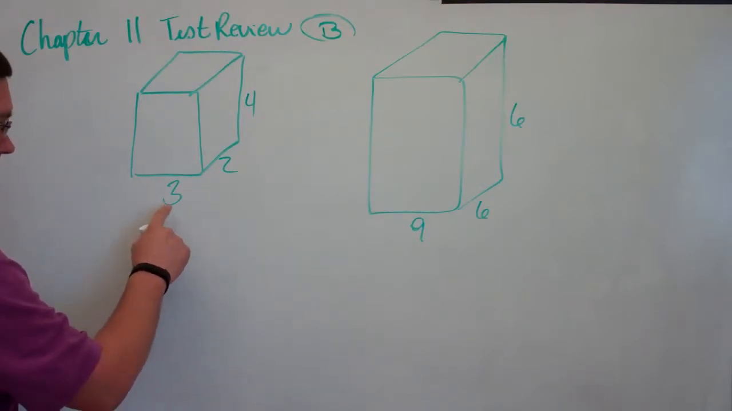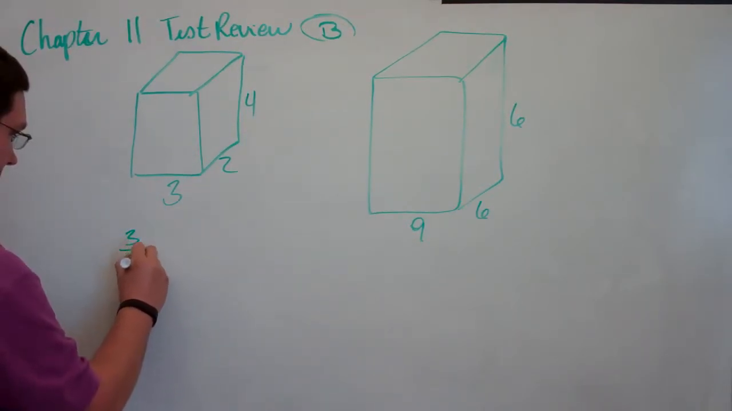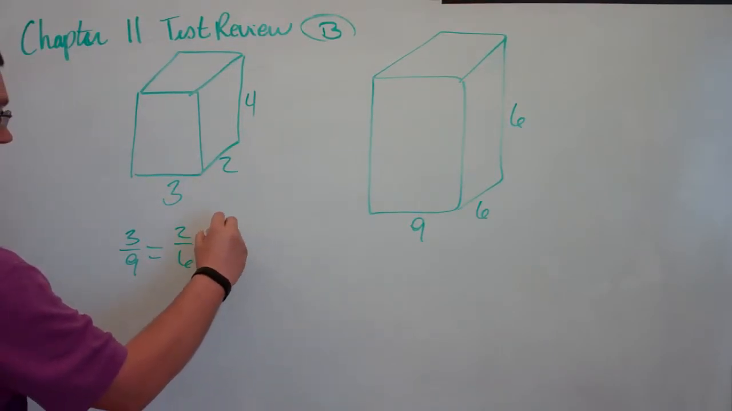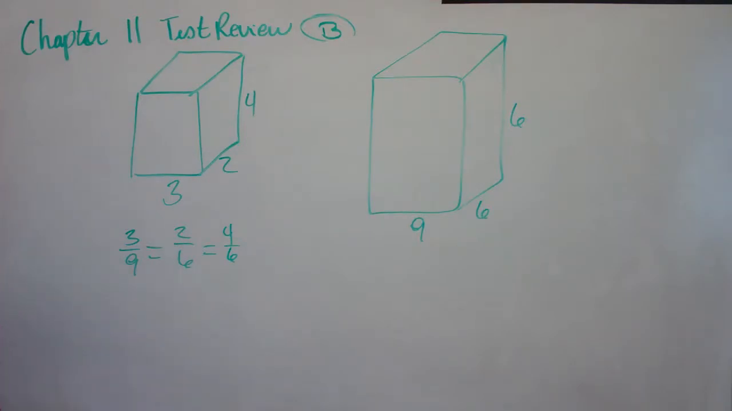Well, let's compare the lengths. That's 3 over 9. Let's compare the widths. Well, that's 2 over 6. Compare the heights. Well, that's 4 over 6. Okay, do all of these equal each other?